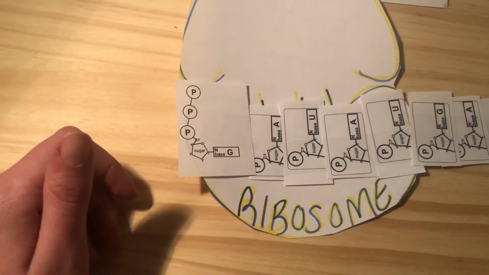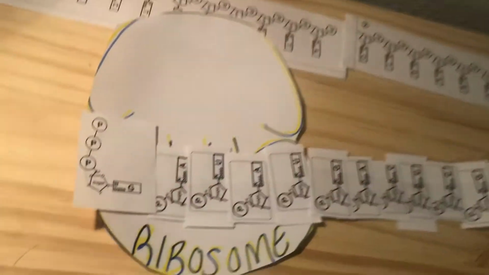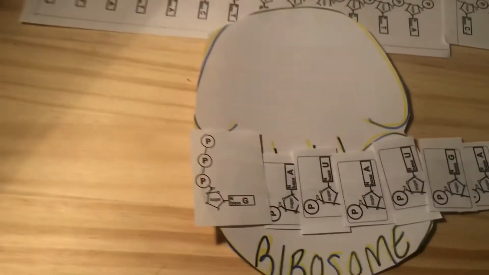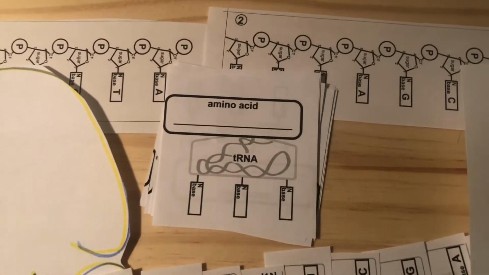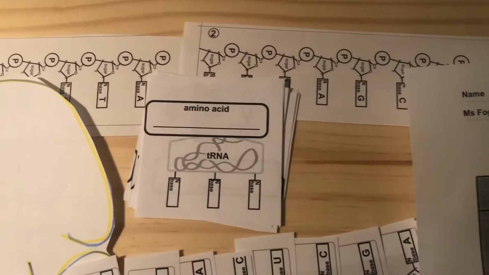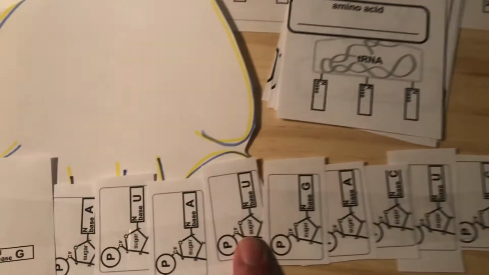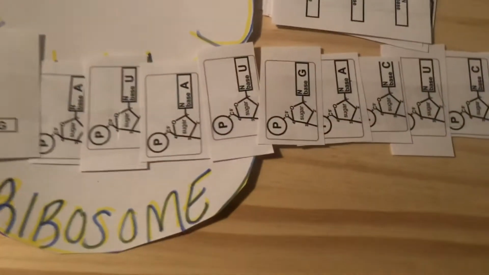So you're going to want to get your codon sheet in order for this to happen. So you're going to use your codon sheet and you're going to use your tRNA strands, I guess, and find your codons on here and match it to the appropriate anticodon and find the amino acids.